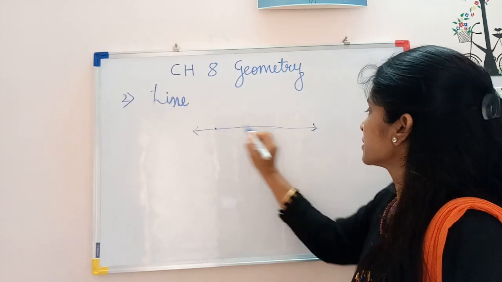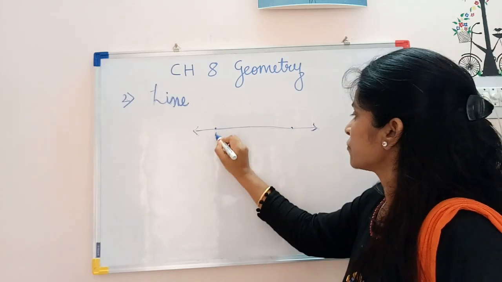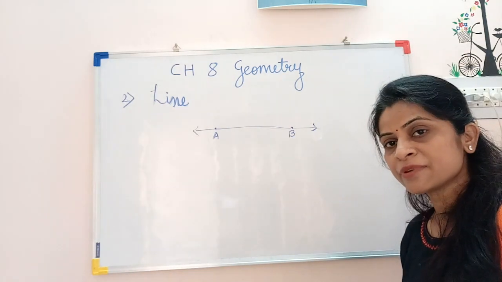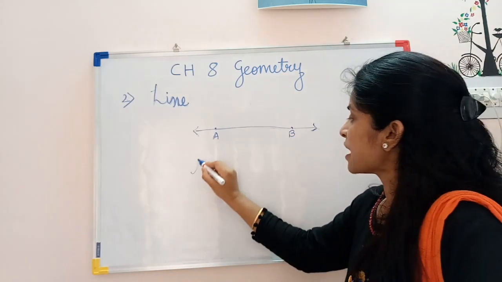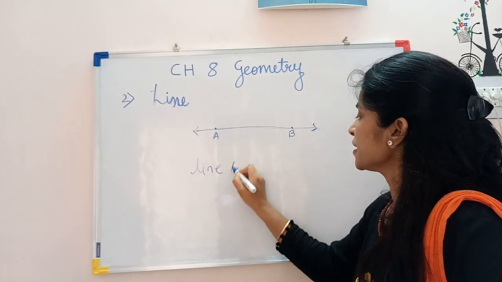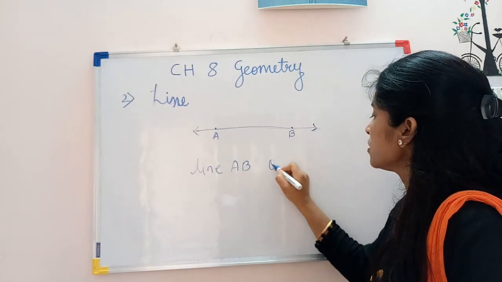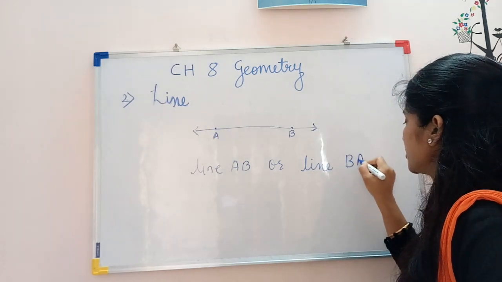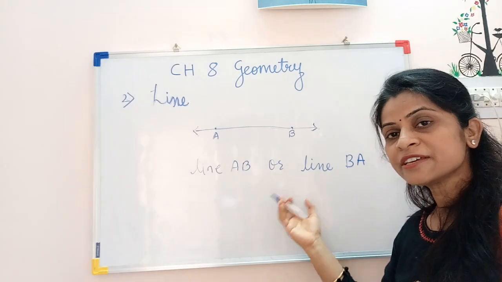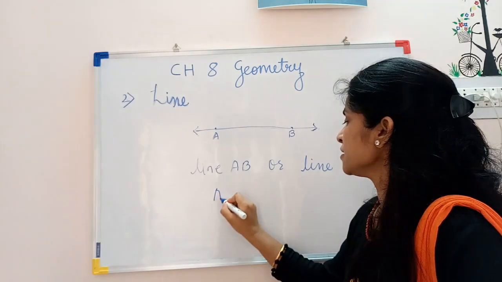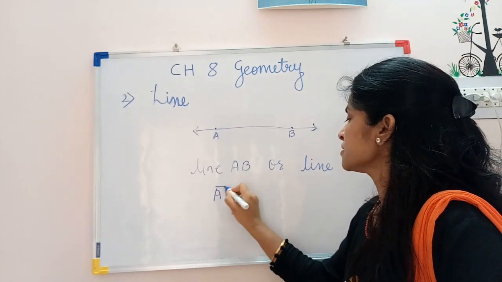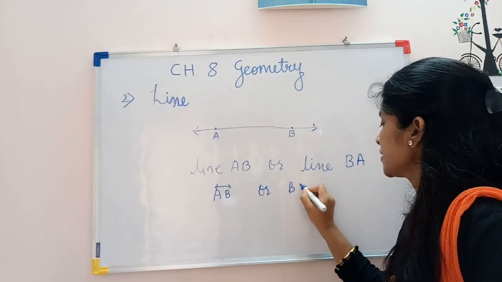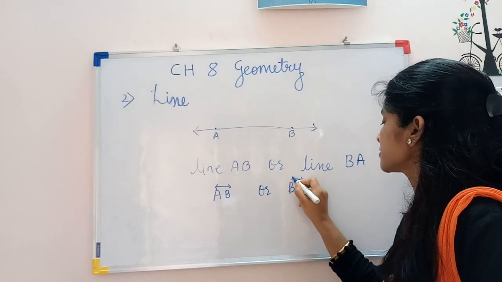We can give the points on the line, for example A and B. How to read this A and B? That is line AB or line BA. We can write this as AB, showing the symbol of line on it, or BA, line symbol on it.